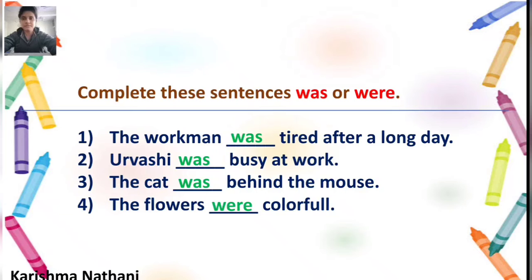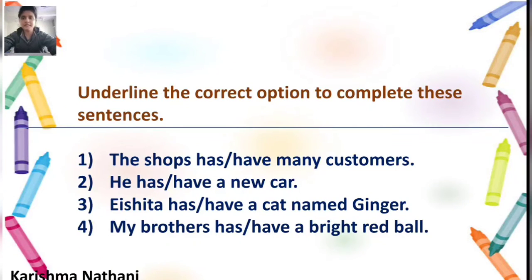So the flowers were colorful. Next is underline the correct option to complete these sentences. The shops has or have many customers? So the shops, there are many shops, so have. The shops have many customers.